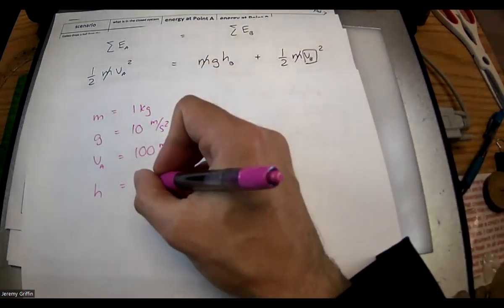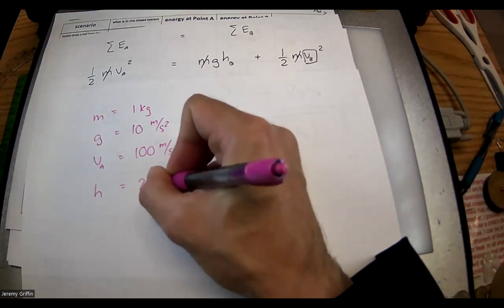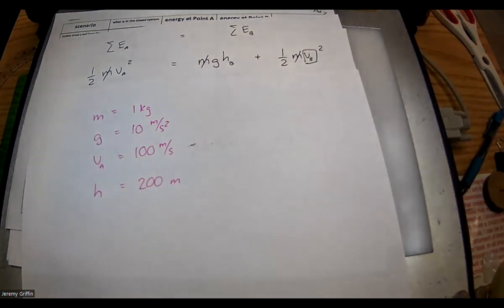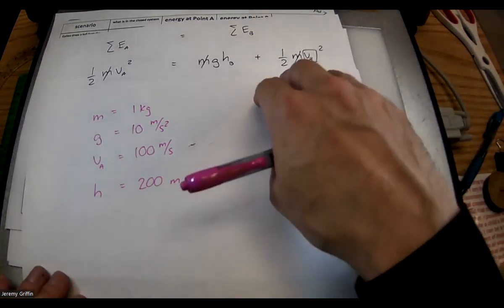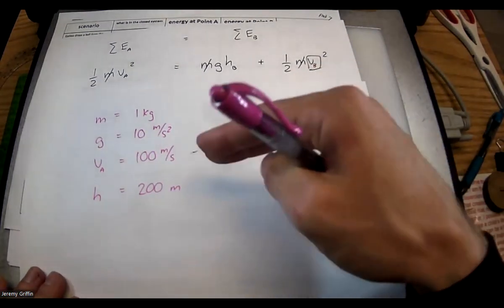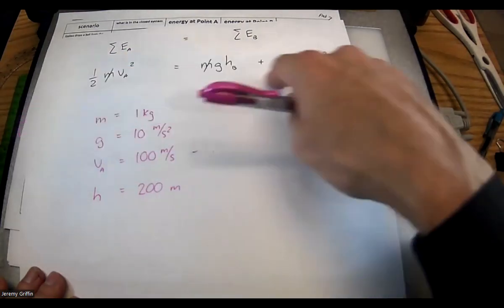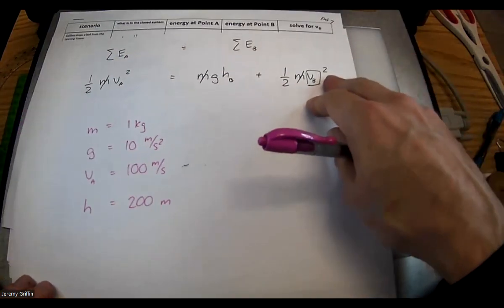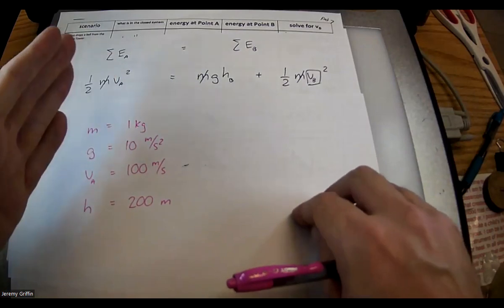Let's have a height change of like 200 meters. How about that? Okay. So with that information, we can figure out how fast the cannonball is going at the 200 meter high mark using this conservation of energy. And remember, this is regardless of the angle that the cannonball is blasted.